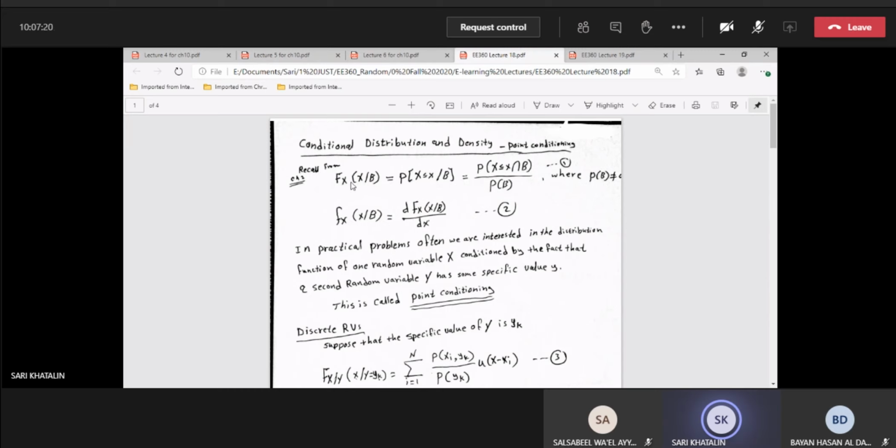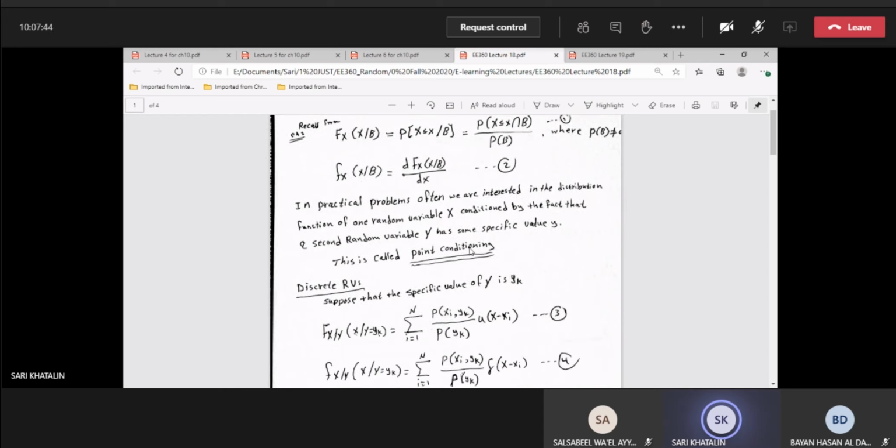where this is the conditional CDF, the CDF of X given the event B, given by this equation. And of course, if you have the conditional distribution, you can find the conditional PDF or density function by taking the first derivative of the first equation.